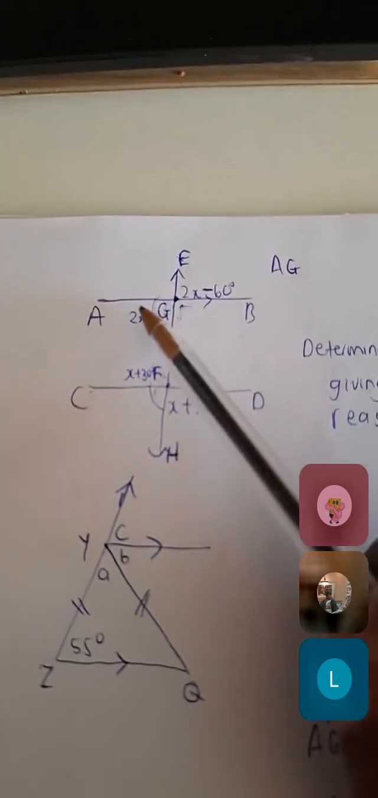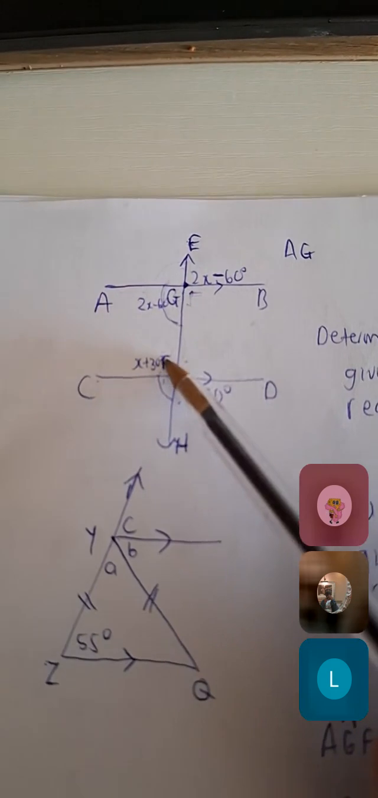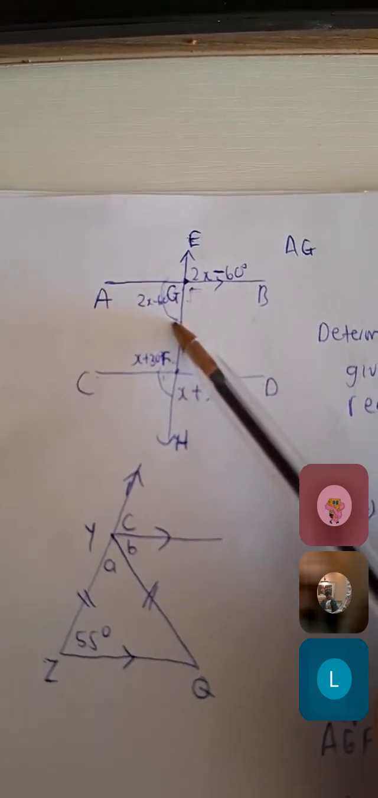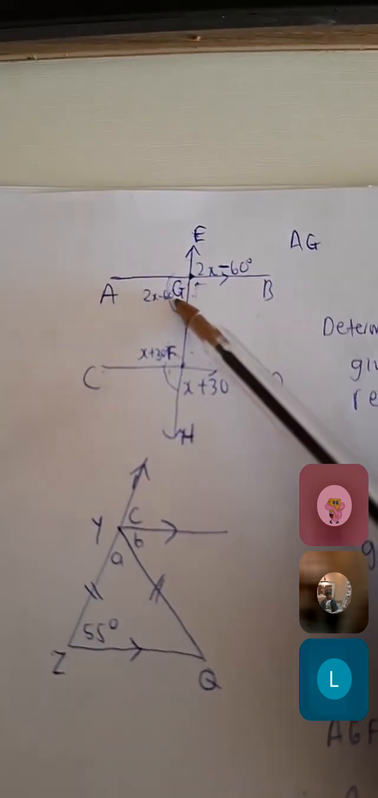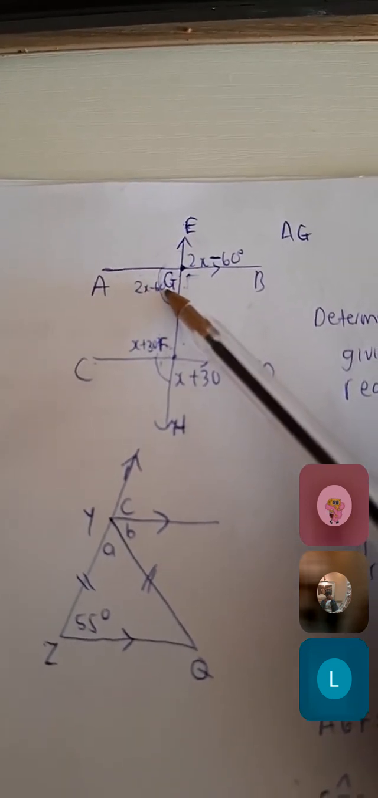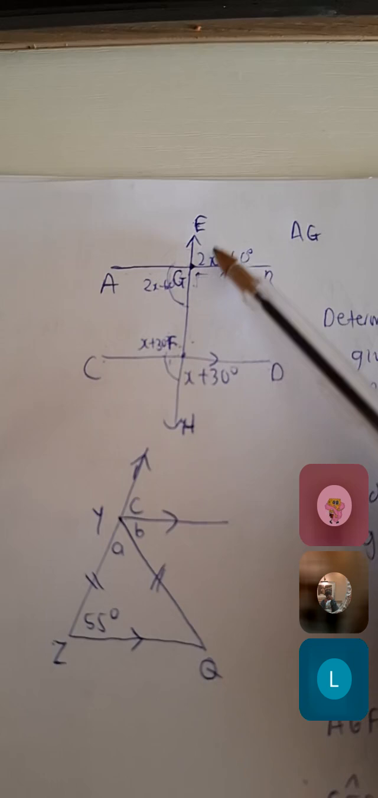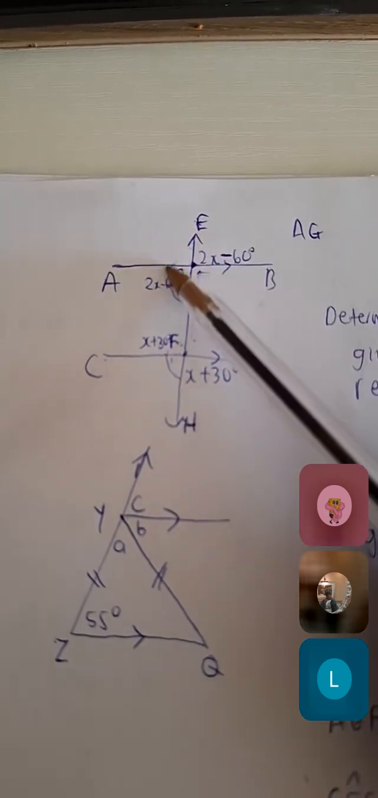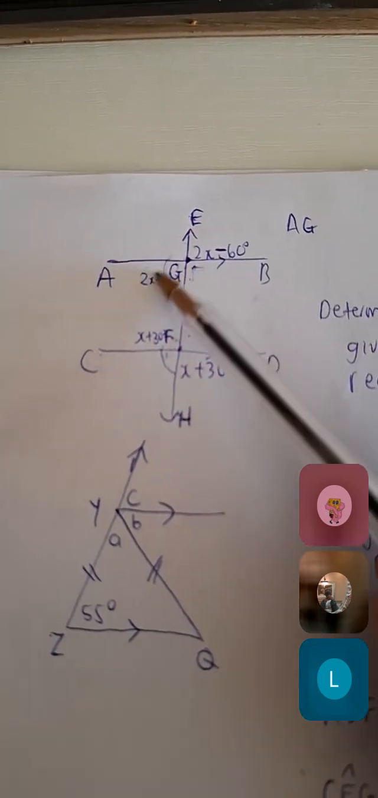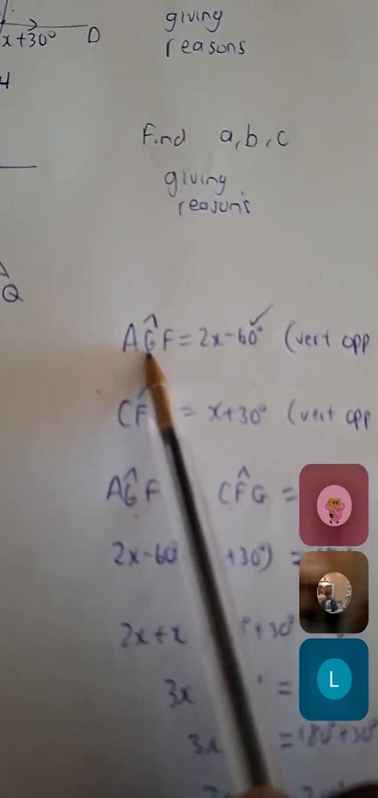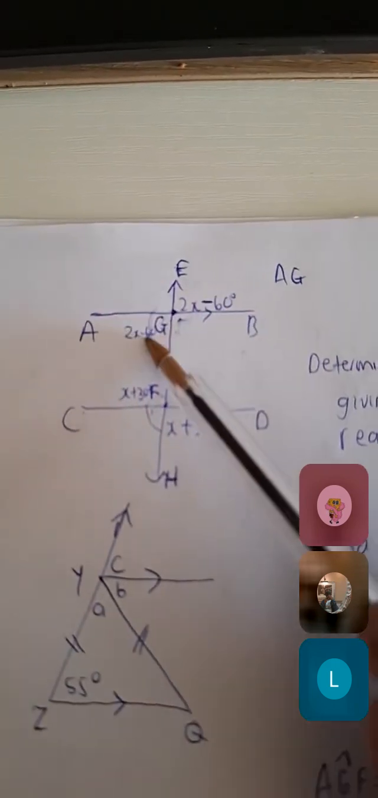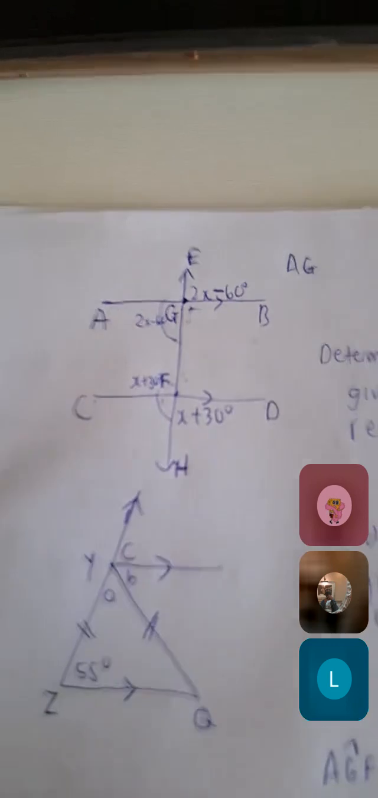When I go to the diagram, I look, they said AGF. Oh, this angle. So I know what you are talking about. You said it's 2x minus 60 degrees, and the reason is vertically opposite angles. That makes sense because this is 2x minus 60 degrees, so this should also be 2x minus 60 degrees. You specified the angle. Then we update our diagram with the new information. It's correct, 2x minus 60. We move on to the next thing.